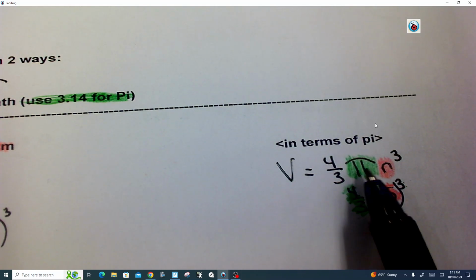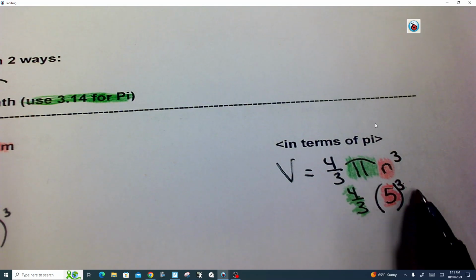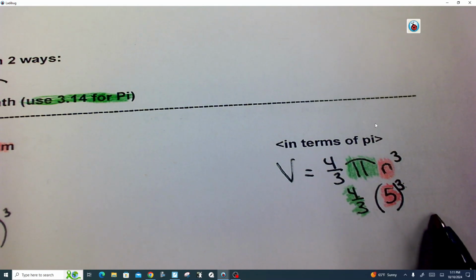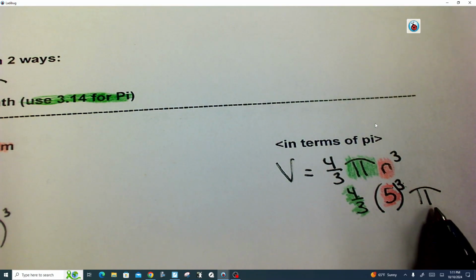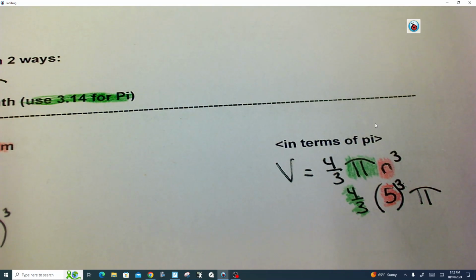Do you know what we're going to do with this pi, though? We're just going to carry it off to the end and just let it sit there. We're not going to do anything with it. So you literally just pull it down to the end. Just push it back to the end. That's it.